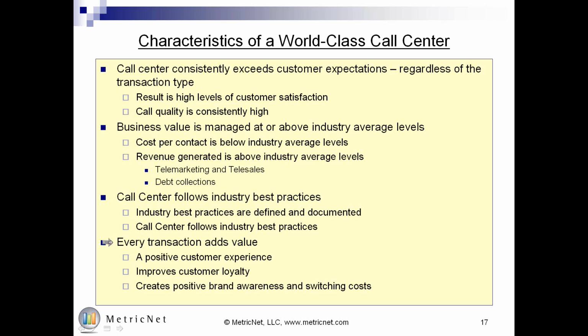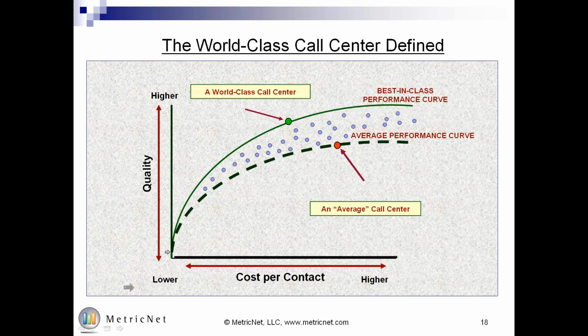The fourth component of our definition is that every transaction has to add value. The customer has to come away with a positive experience, which improves their loyalty and their desire to want to do repeat business with you, and it creates positive brand awareness and switching costs. So those are the four components of what being a world-class call center is all about.